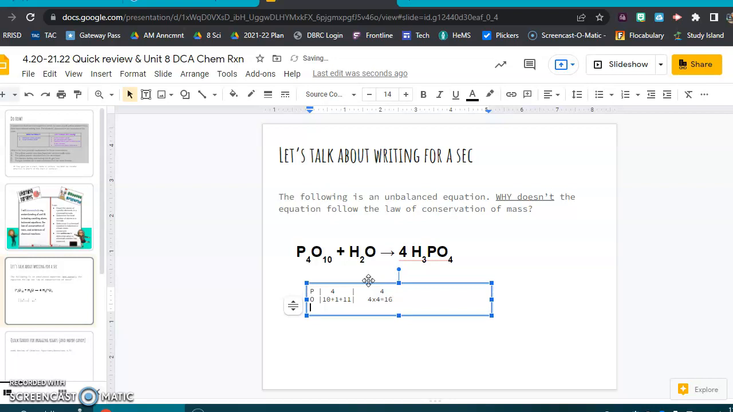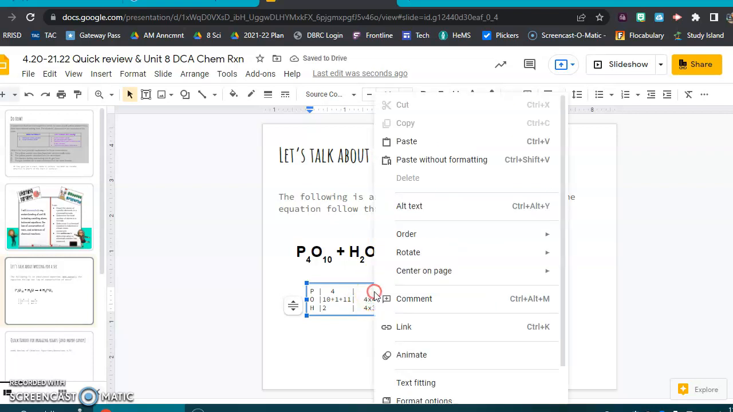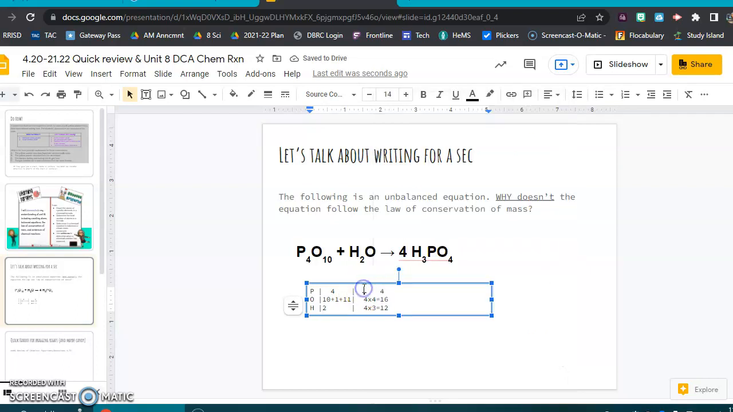But let me run this all the way through just to make sure. On my hydrogen side, I have 2, because that's the only one there. And then I check on the other side. Well, I have the 4 times 3. So 4 times 3 equals 12. So yes, we're not balanced here. So we did not conserve mass. We did not show that there was any conservation of mass because the equation wasn't balanced.